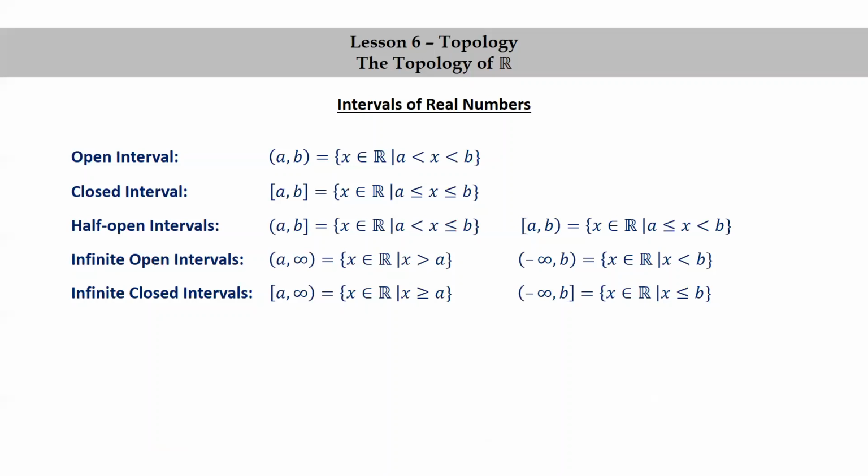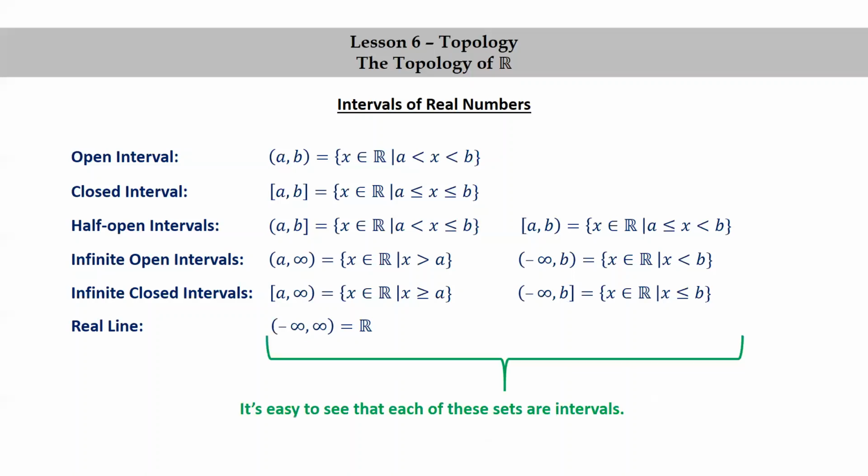So these are 8 different types of intervals. Together with the real line itself, we get 9 different kinds of intervals. It's pretty easy to see that each of these sets is an interval. You just have to check that they satisfy the definition of being an interval. I'll leave that for you to check on your own. The harder direction, which is not so easy, is that given any interval, it has to have one of these 9 forms.